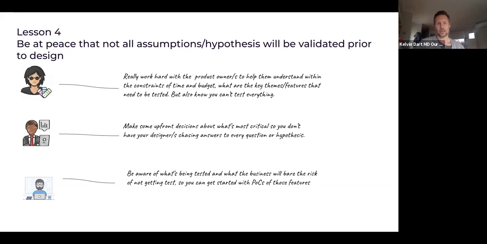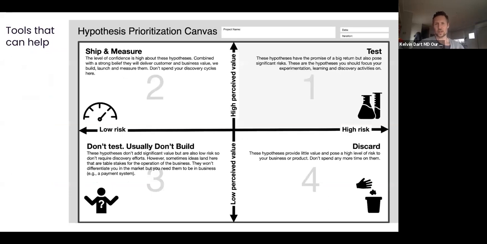And for product people and for project people, just make some hard decisions up front. Really define what's critical for day one or MVP. And then for developers, just be aware of what's being tested and what the business will bear the risk of. And just so you've got a sense of what you can start poking out, this is just a bit of a tool that I've used recently just to help shape that up. So a lot of pre-work is done to this in terms of categories, themes, things that are coming out.